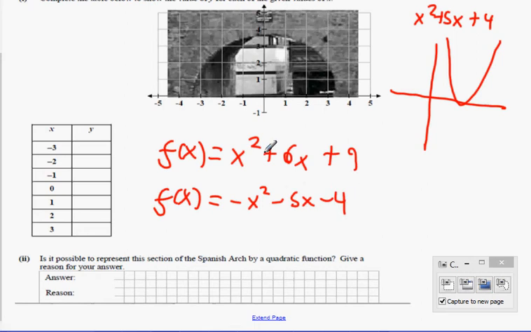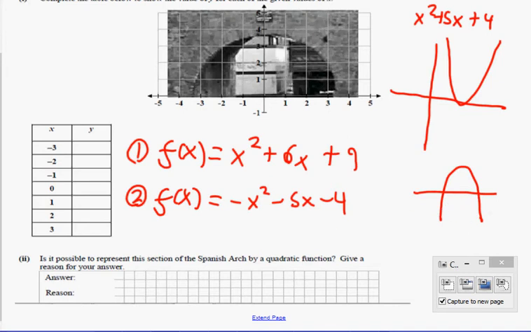Now, what you notice is the difference between this one, the first one, and the second one. See the way the x squared turns into a minus x squared. Do you know what that does? It causes it to become an n-shaped graph. It'll always do that.